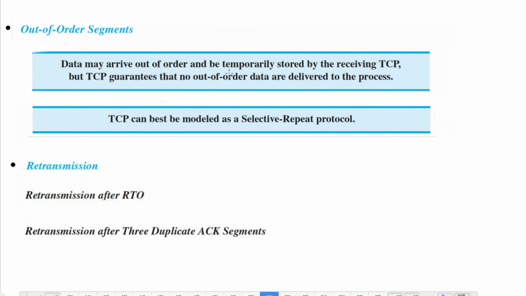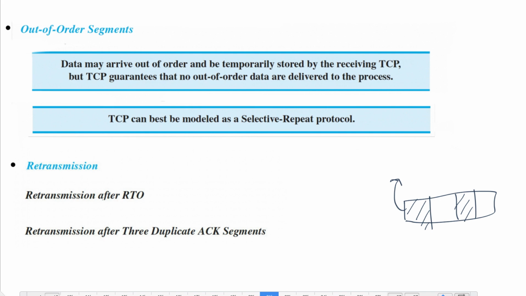So data may arrive out of order and be temporarily stored in the receiving TCP. Because TCP is using selective repeat, that should be obvious. But TCP guarantees that no out of order data is delivered to the process, which means TCP is a reliable protocol, and whenever it delivers data to the application layer, this data is reliable, which means the data is in order. So TCP may store the out of order packet, but the delivery is always in order.